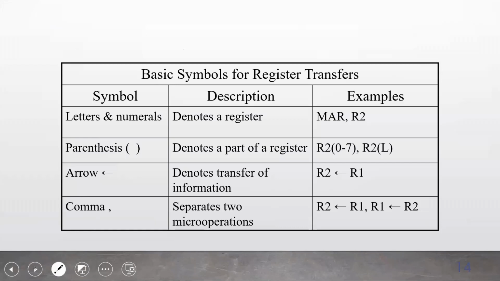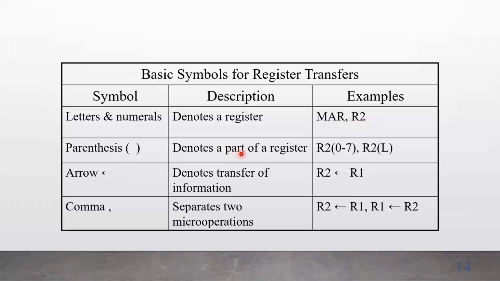So these are the basic symbols used for register transfers. We have seen that capital letters are used to name the registers, sometimes letters followed by numbers. So letters and numerals denote a register. For example, the memory address register is named MAR, and the general purpose register R2. And parentheses are used when you want to denote a part of a register.